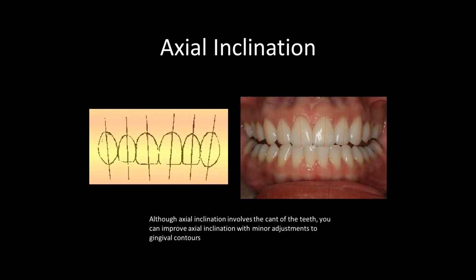Axial inclination really involves the angulation of the tooth, but what soft tissue recontouring allows us to do is, if we have a tooth that is off with the axial inclination, where it doesn't point to the midline, by cheating the gingival contour, say to the distal, we can give that tooth an optical appearance of leaning more towards the midline, without having to move the tooth at all. Just the gingival contour can make that look better.